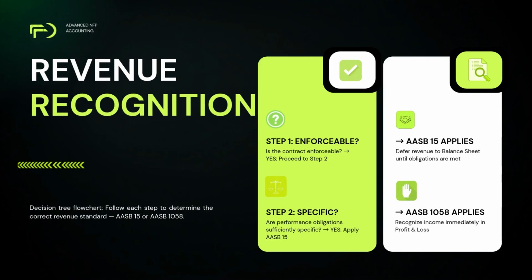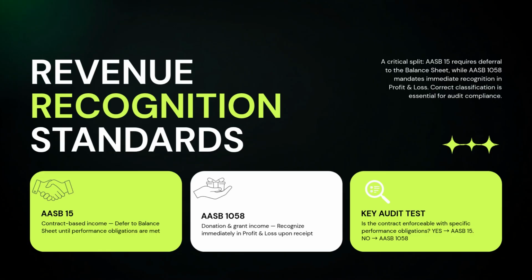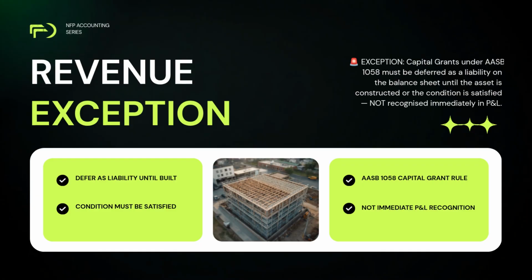AASB 1058, income of not-for-profit entities. Conversely, if a philanthropist leaves you $500,000 to support your general mission, or a grant lacks a refund clause or specific delivery metrics, it falls under AASB 1058. That revenue must generally be recognized immediately in the P&L as income, even if you plan to spend it next year. There is one major exception in AASB 1058, capital grants.